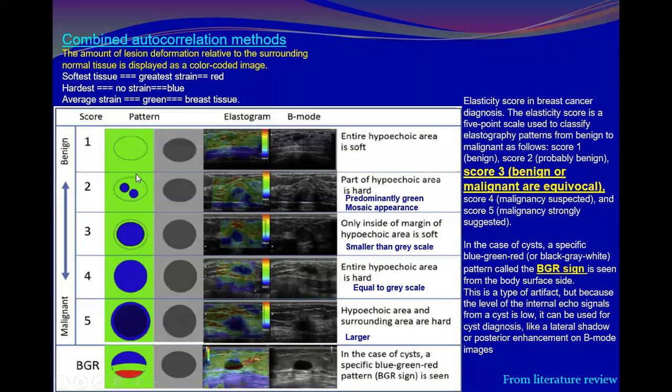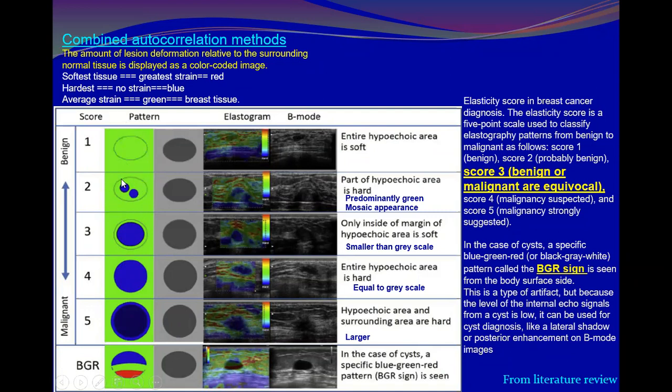For score one or scale one, which usually represents benign lesions, there is no elastography signal. The lesion is the same as the surrounding parenchyma. The entire hypoechoic area is soft, okay? There is nothing seen, okay? Having green, same as the surrounding normal breast tissue, no signal.